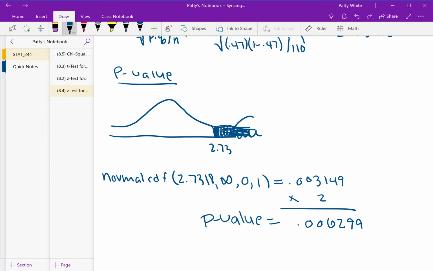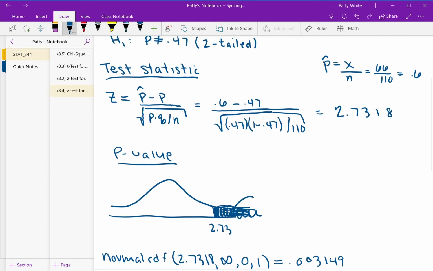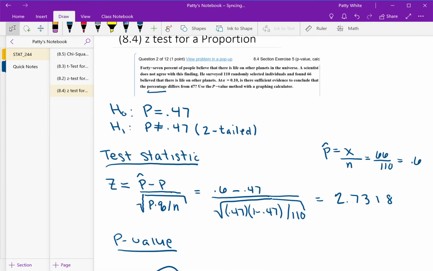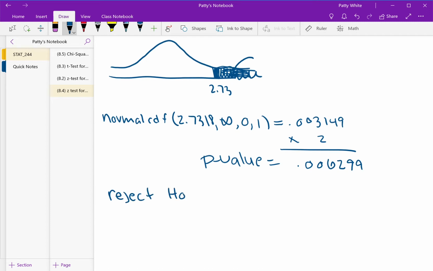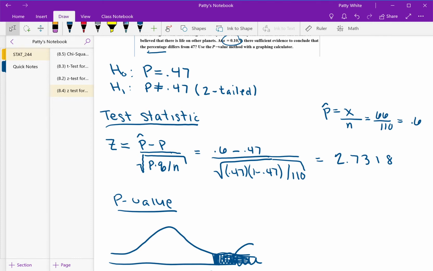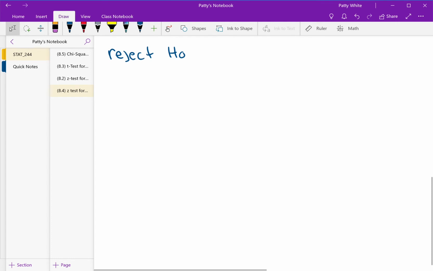So now we ask the question, is this p-value smaller than alpha? If so, we can reject the null hypothesis. So if we go up here, we remind ourselves that our alpha was 0.1. Well, our p-value is definitely less than 0.1. So our decision is going to be to reject our null hypothesis. Well, what does that mean? That means we have evidence to support our alternative. And our alternative hypothesis was that the proportion is not equal to 0.47.